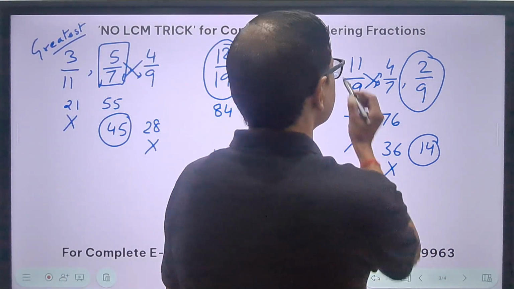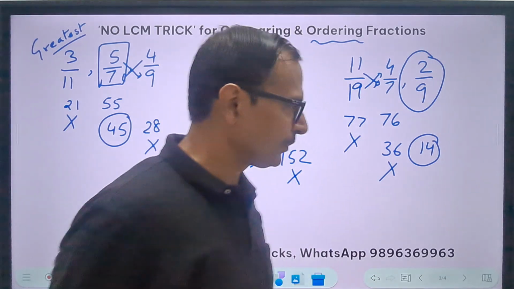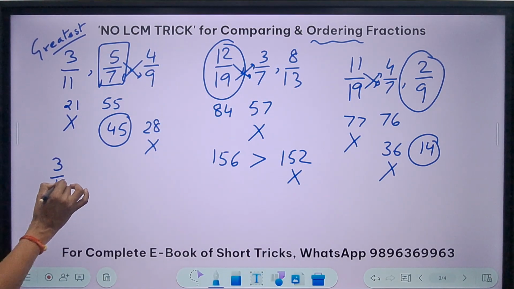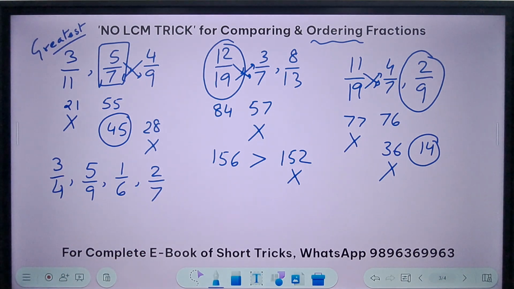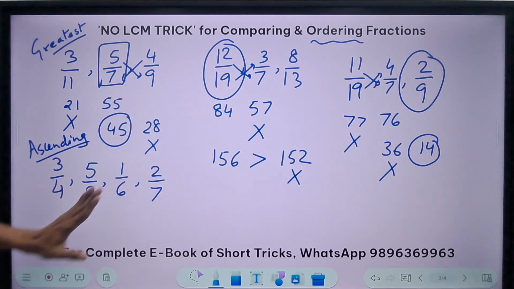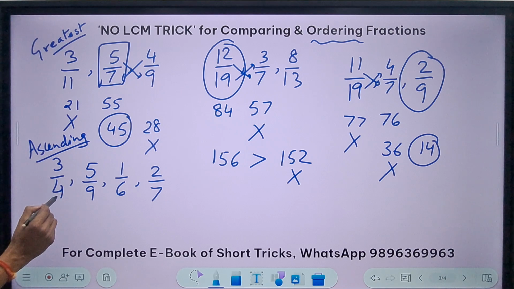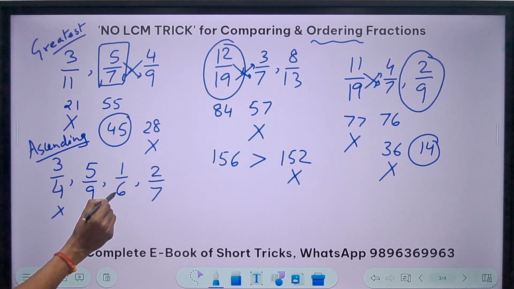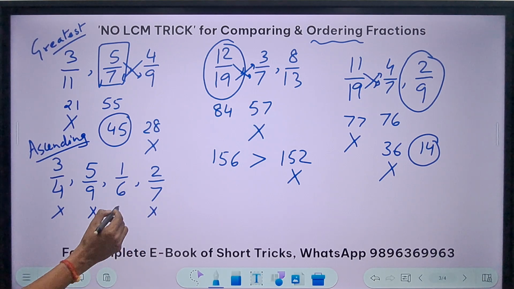Now I am going to start the questions of ordering. So which one comes first, second, third, fourth, like that. Let me take one example where I have to compare 3 by 4, 5 by 9, 1 by 6, 2 by 7, and I have to order them. Ordering means let's have ascending order. Ascending means smaller to greater. So I want to find the smallest one first. I'll keep on eliminating the greater one because I have to find the smallest first. So 27, 20, greater eliminated. 39, greater eliminated. 7, 12, greater eliminated, and so this is the smallest one.